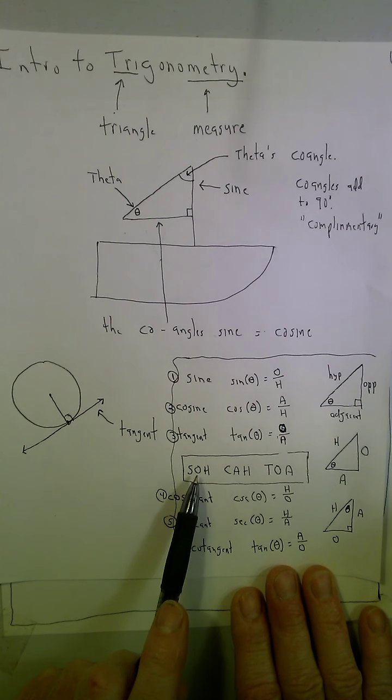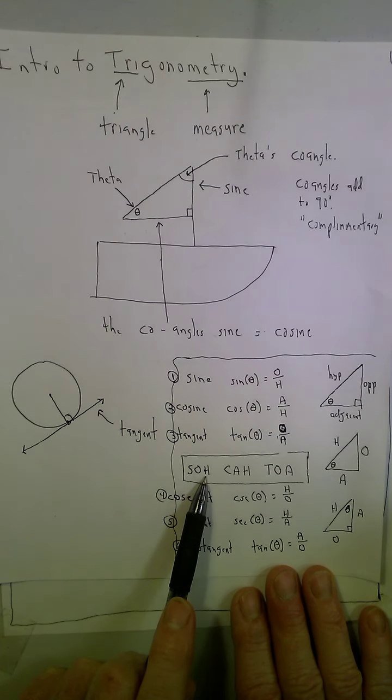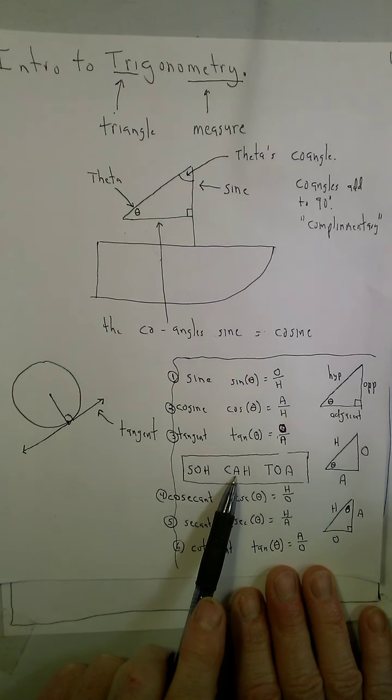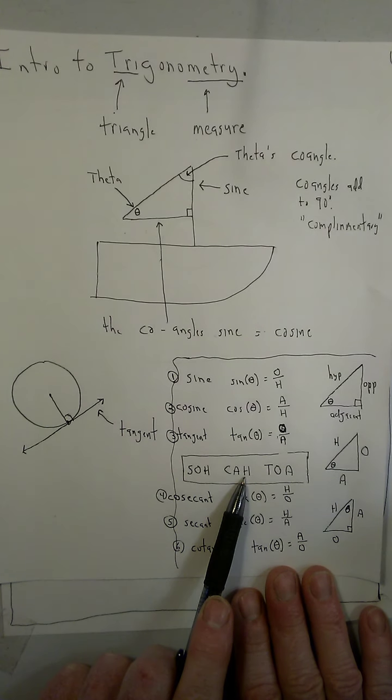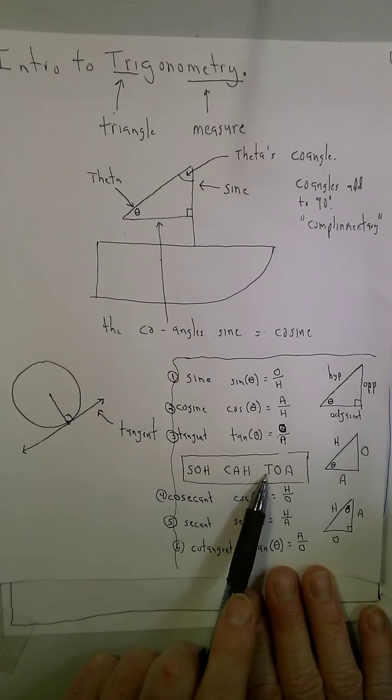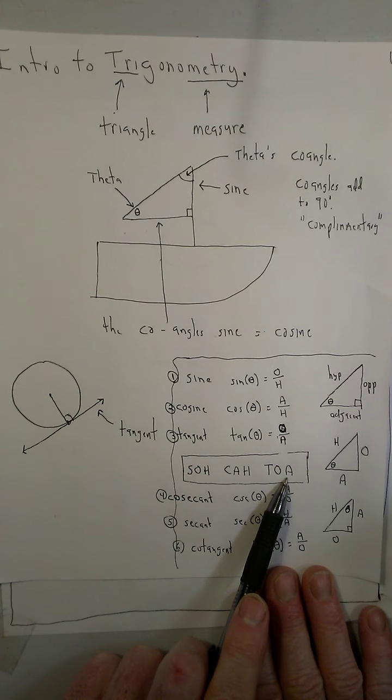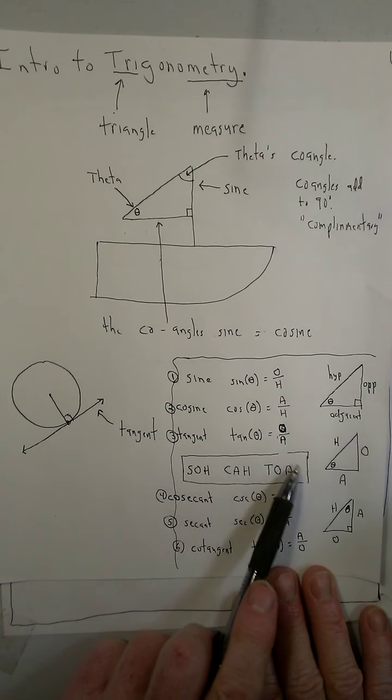Sine is opposite over hypotenuse. Cosine is adjacent over hypotenuse. And tangent is opposite over adjacent. Just happens to work out in the English language that you can use this memory thing.